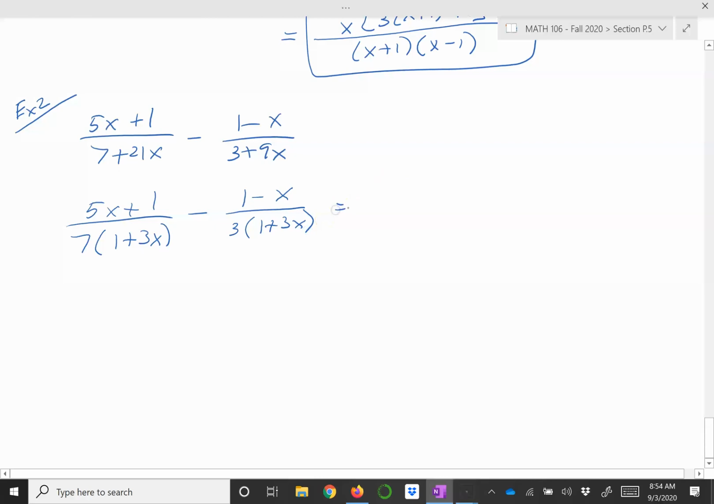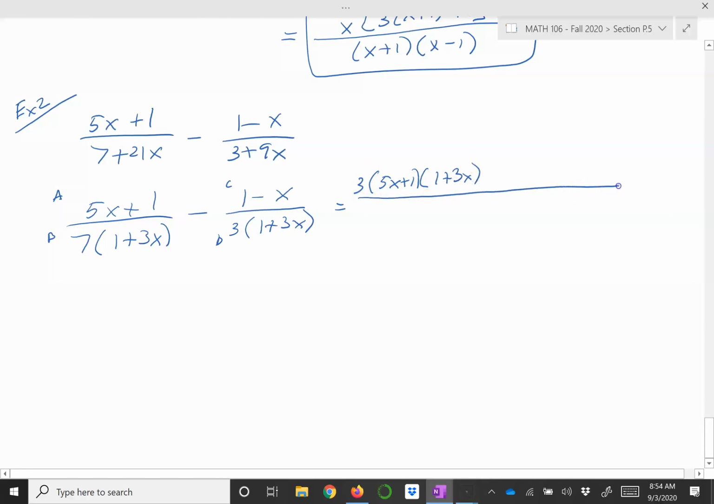So here we go. Now we're ready to go. Here's A, here's B, here's C, here's D. First thing we're going to do is A times B. So we'll have a quantity 5x plus 1. And we're going to have 3 there, so I'll throw the 3 out front times 1 plus 3x.